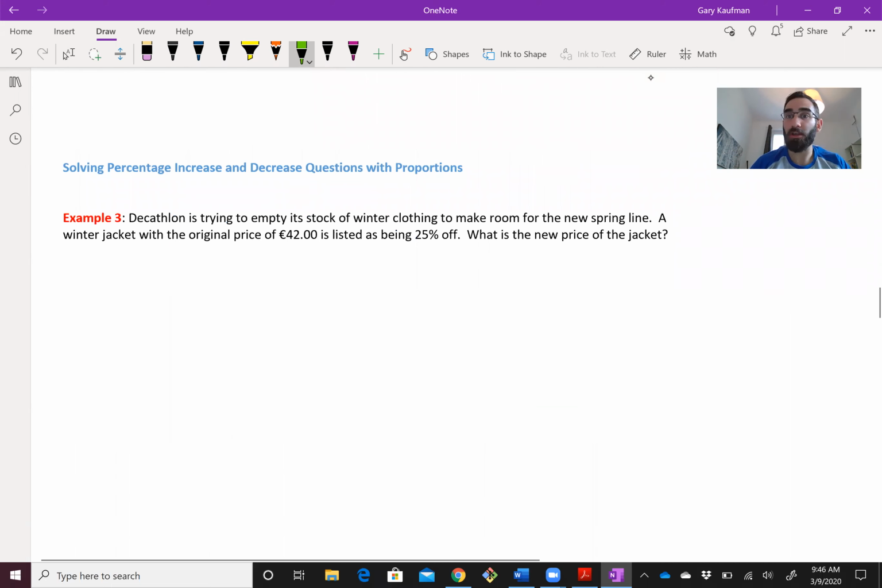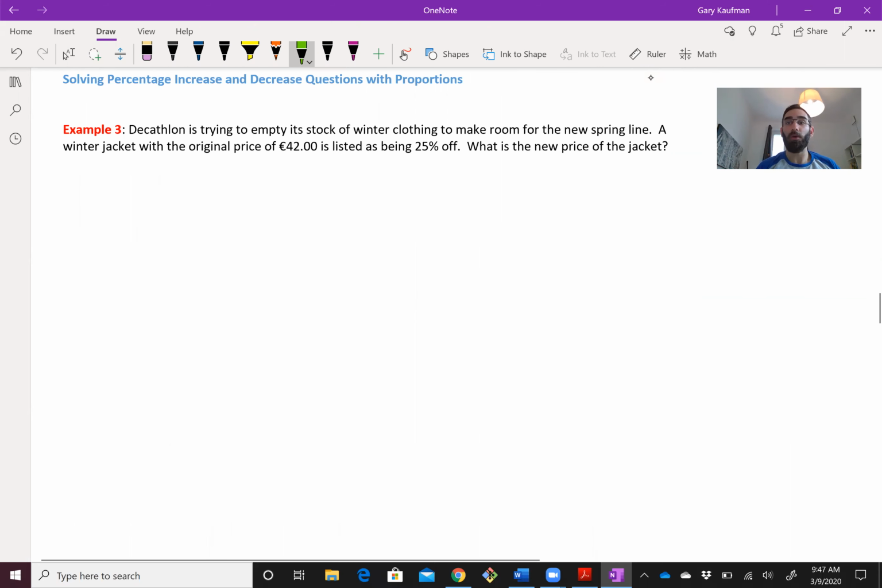Now, we've been using our old content of unit rates, and you can still use that, but I want to see how we can now do the same thing with proportions, things that we were studying yesterday. So here's our first example. Decathlon is trying to empty its winter stock, getting ready for spring. A winter jacket was originally a price of $42. Whenever you hear original, or what we're comparing to at the start, you should be thinking this represents my 100%. Now we're told that it's then 25% off. So what is the new price of the jacket?